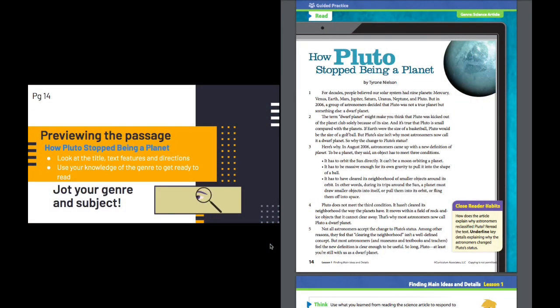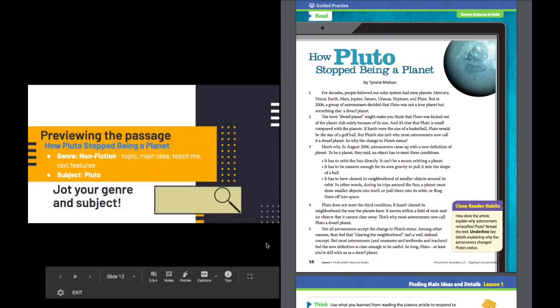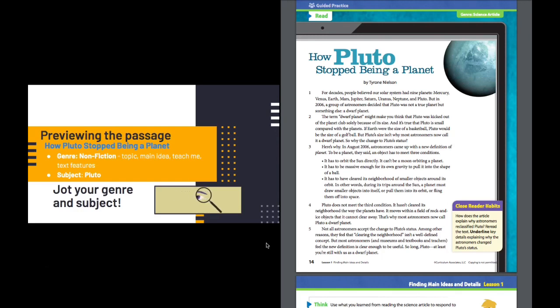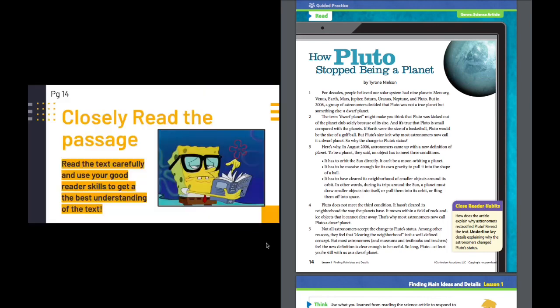Okay, now that you've found your genre and subject, see if it matches mine. The genre is nonfiction. Topic, main idea, teach me, and text features is what you're looking for. And then the subject is Pluto. If you didn't get that, that's okay. Just make sure that you are looking very carefully. All right, now you're going to closely read the passage on your own. Okay, go ahead and pause the video, read it on your own, and think about those things.